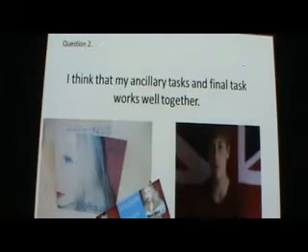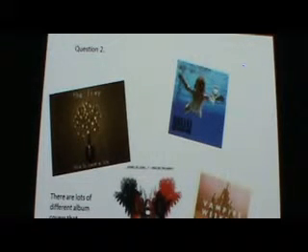The combination of my ancillary tasks and final tasks work well together and complement each other, although they are so different. Even though my final products are not necessarily recognisable as being part of the same campaign, they will appeal to my target audience. When I was looking into the indie genre, I found that there are many different albums that have strange or odd images on the front cover.